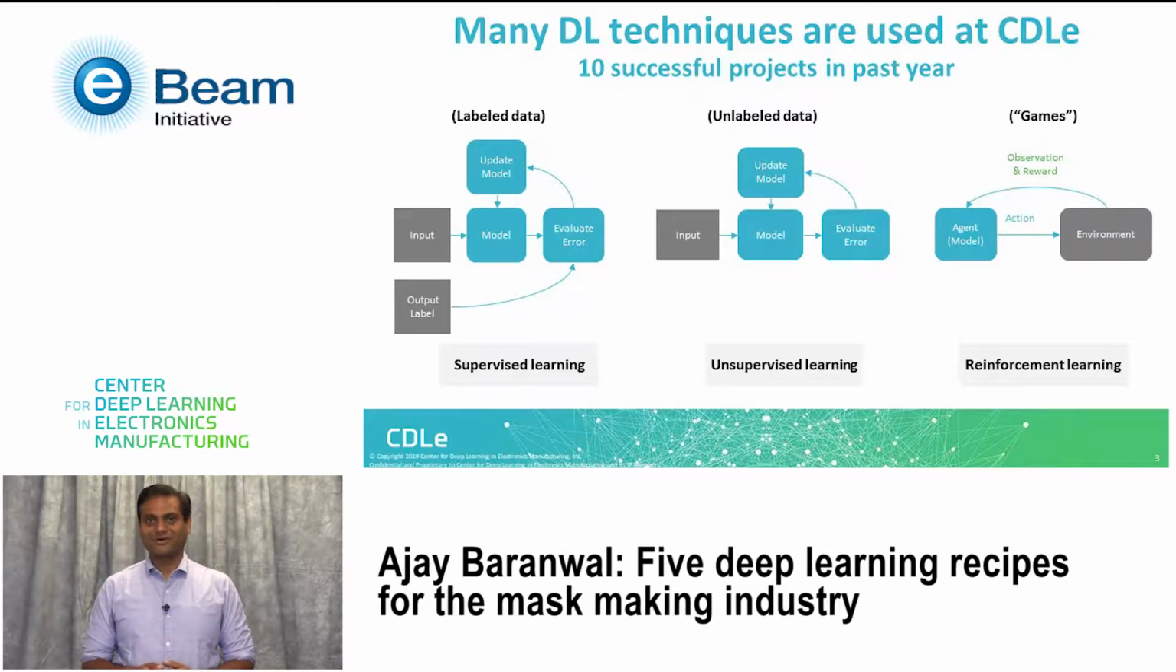Supervised learning learns from labeled data, unsupervised learning learns from unlabeled data, and reinforcement learning learns to play games. One example of reinforcement learning in our industry could be iterative optimization, where the software or deep learning agent iterates itself through the parameters, gets the output, learns from there and improves itself. My 5 recipes are based on supervised learning and unsupervised learning. I'll leave the reinforcement learning results for next time.